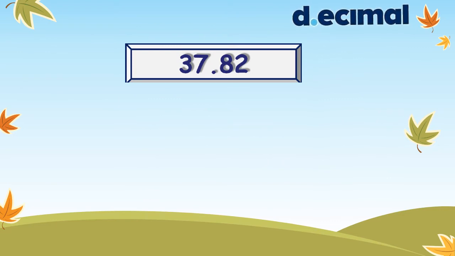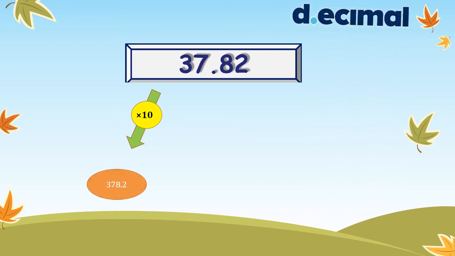This is a multiplication. Let's have this example: 37 and 82 hundredths. I want to multiply by 10. By 10, I will move from where to where? From left to right. I will move the decimal point from left to right. How many steps? Only one step. So the answer will be 378 and 2 tenths. Very good.